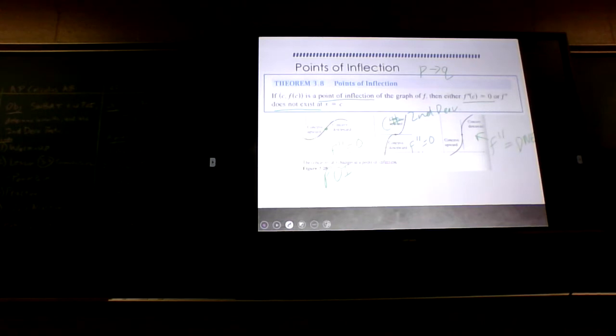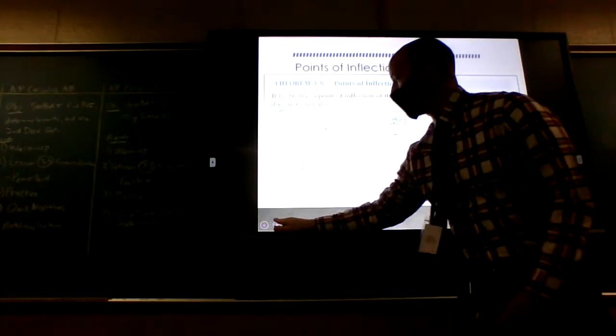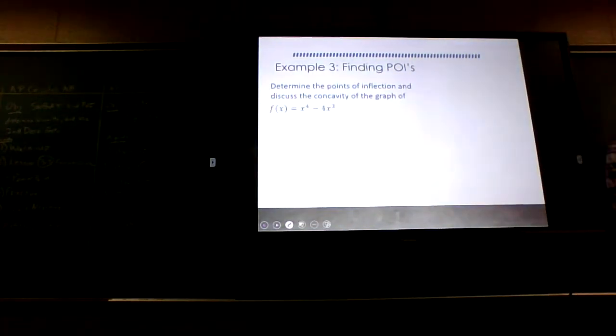D and E. What's the slope of a vertical line? So that's why we have to include this D and E part. Okay? So let's look at an example of finding actual points of inflection.